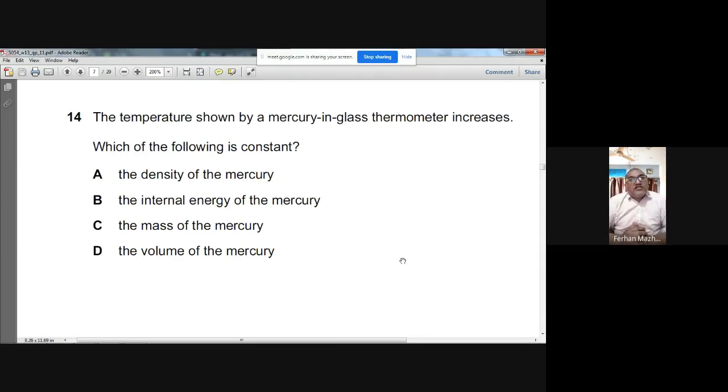Which of the following is constant? You see, whenever a thing expands or contracts, the mass does not change. His question is, which of the following is constant? The internal energy will obviously increase. The density will change because the volume will change. The volume of the mercury, obviously it's expanding, so it will change. The one thing which does not change is the mass of the mercury. So I think the choice is C. 14 for 14, the choice is C.